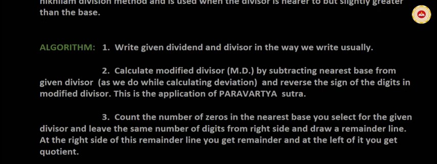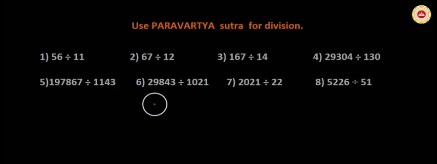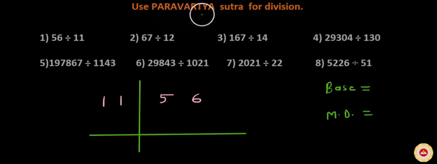So friends, let us practice these 8 examples. Use Paravartya Sutra for division. First example is 56 by 11, 56 divided by 11. So friends, while reading the description of Paravartya division, we read that the procedure of Paravartya division and the procedure of Nikhilam division are similar. There is only one difference, and that difference is the method of calculation of the modified divisor.